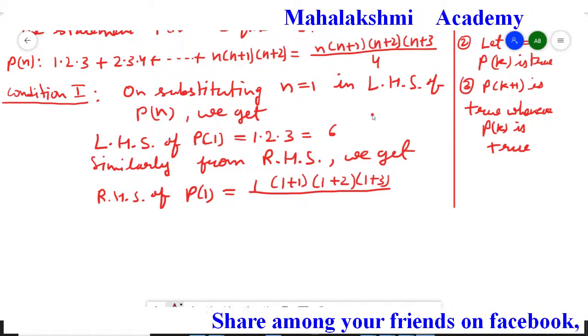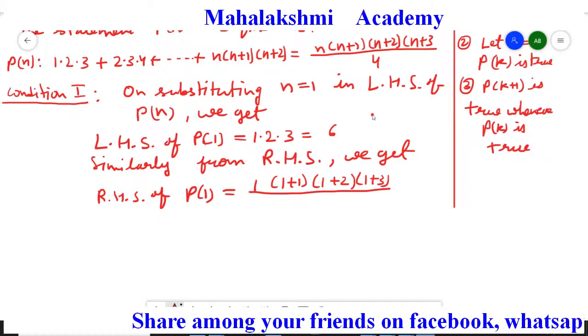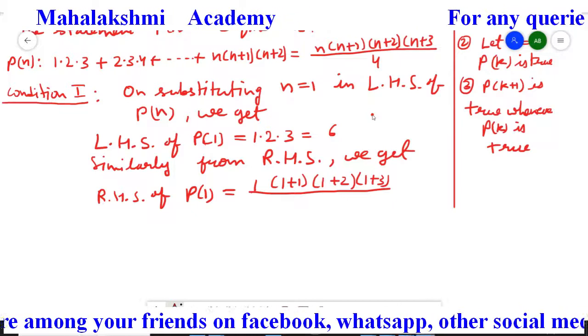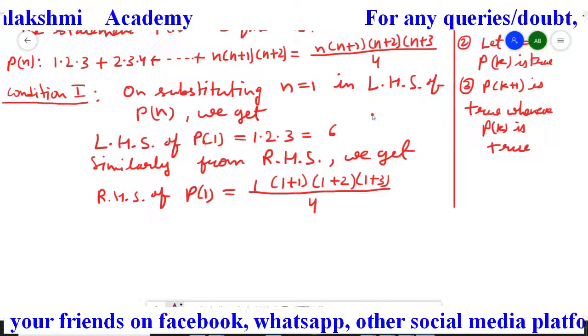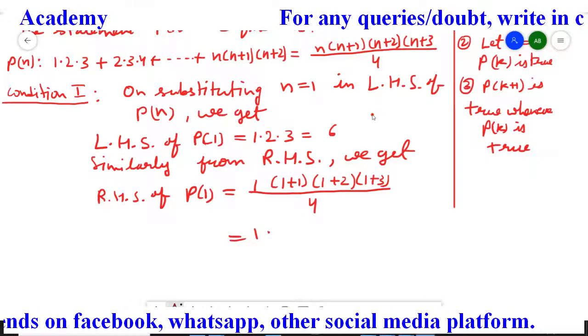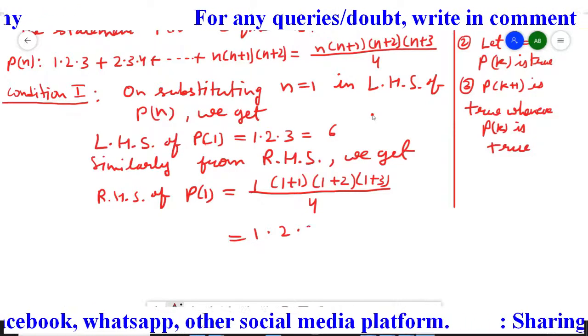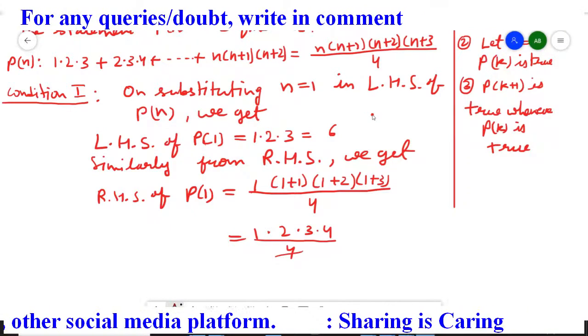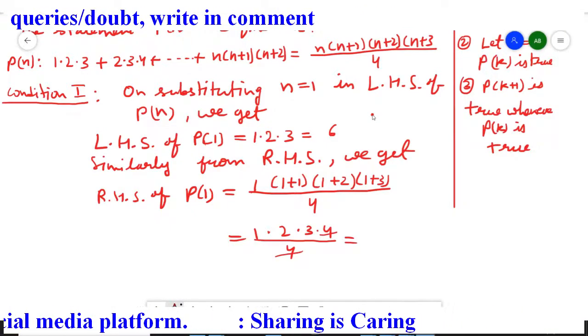So I hope it's clear to you. Wherever n is there in the right hand side, instead of n I wrote only 1, and the remaining other things are as they are. Now we have to solve them first. So we'll get here 1 dot 2 dot 3 dot 4 divided by 4. Now this 4 will cancel by this 4. So the answer is only 6.